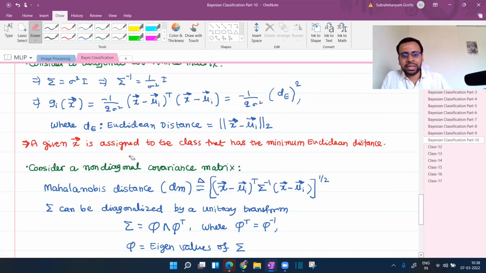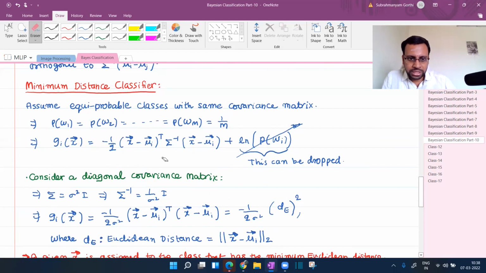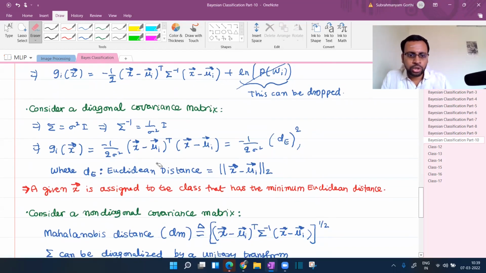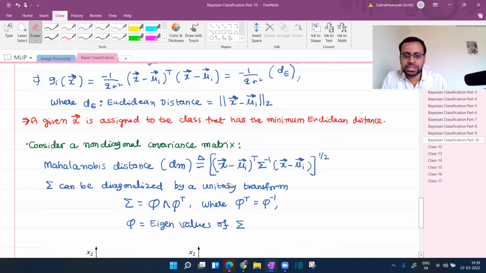Let me then move on to the second, slightly generalized case, where instead of a diagonal covariance matrix, I have a non-diagonal covariance matrix. Then what will happen? In this expression, I could still drop this term. Now looking at the maximum of this means, of course, if you change the sign here, the minimum of this. Earlier, your Euclidean distance was X bar minus mu i bar. Now the minimum of this term we have already defined as the Mahalanobis distance, which is X bar minus mu i bar transpose into sigma inverse into X bar minus mu i bar.